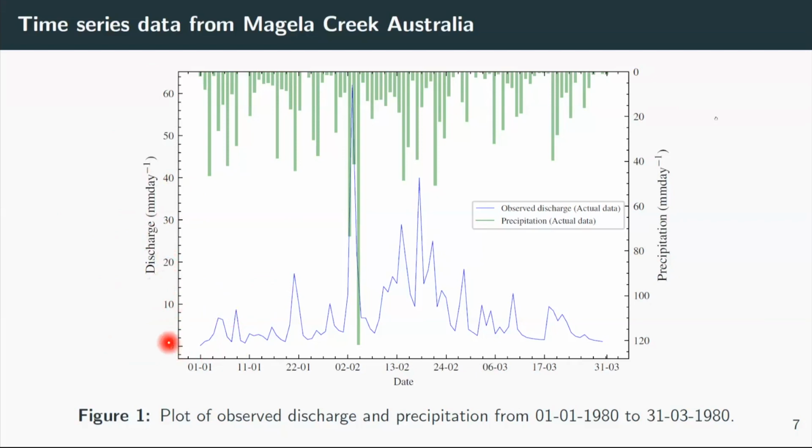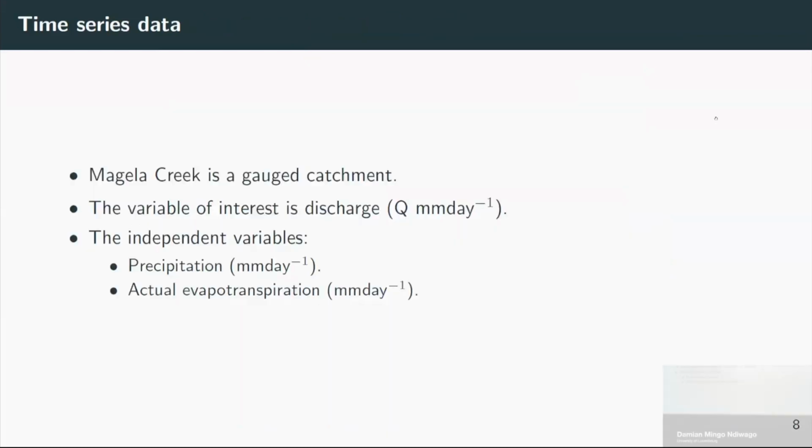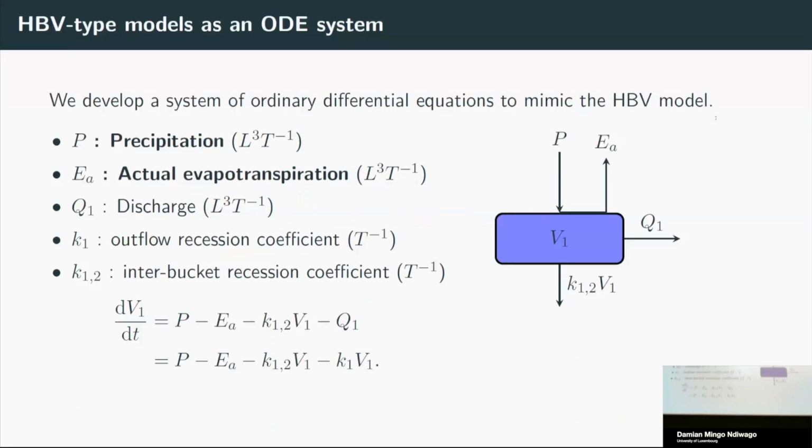So we can see that on this axis is the discharge, which is our variable of interest, and then there is precipitation. So what is exciting about this graph is that we can tell that when there is a high amount of rainfall like here, the discharge from the creek is huge, and then this can lead to flooding events. And then other variables of interest, like I already said, are the precipitation and the evapotranspiration. So I'll now talk about our model development.